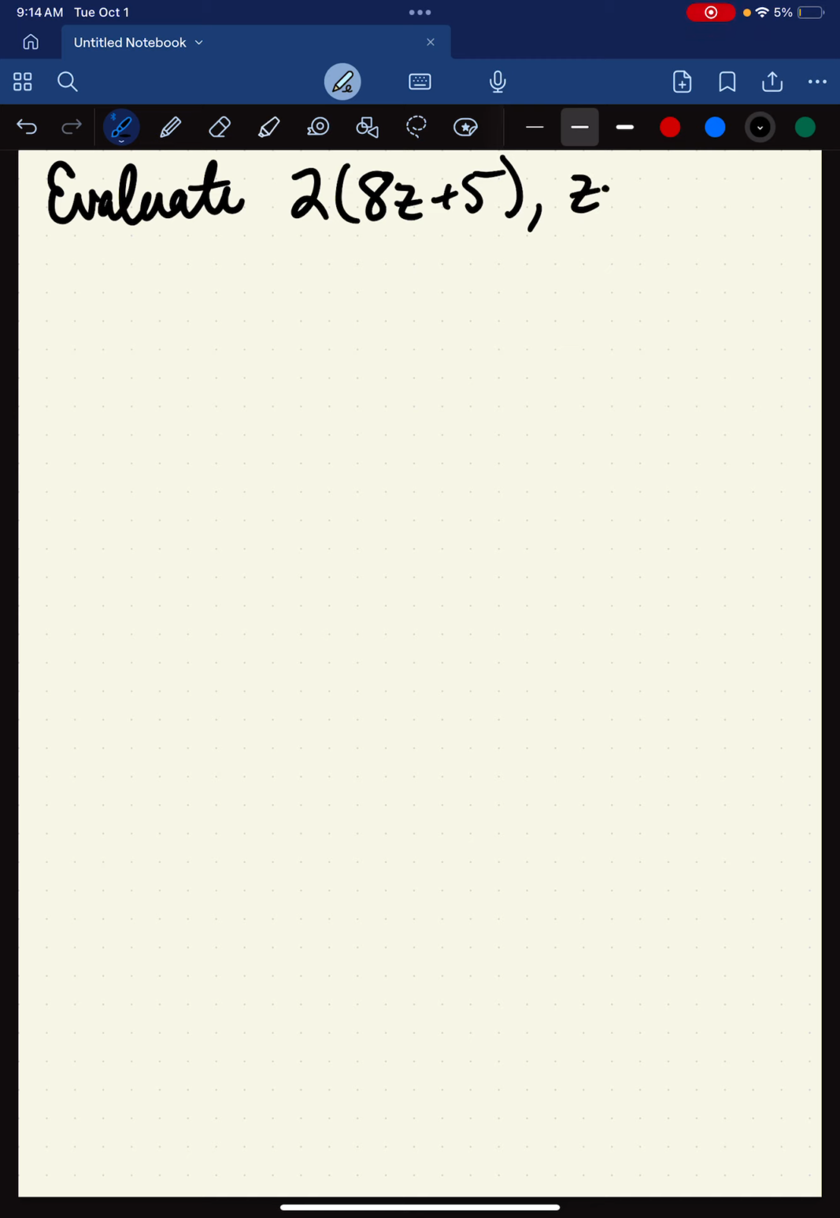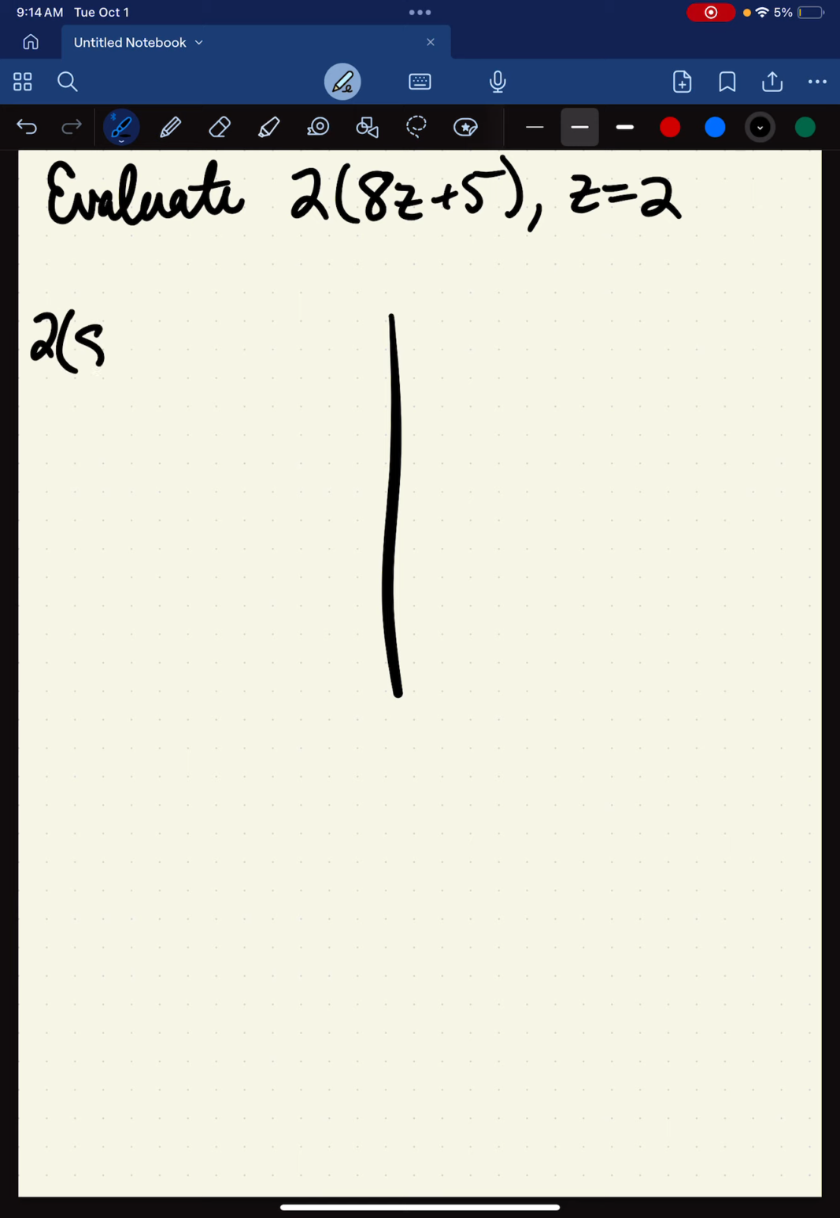Let's look at maybe another one. We have evaluate 2 times 8z plus 5, where z is equal to 2. But we could do it two different ways. And in fact, let me just draw a line here in the middle. We'll start with plugging in first.